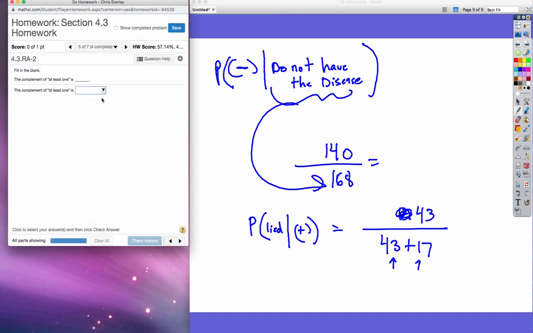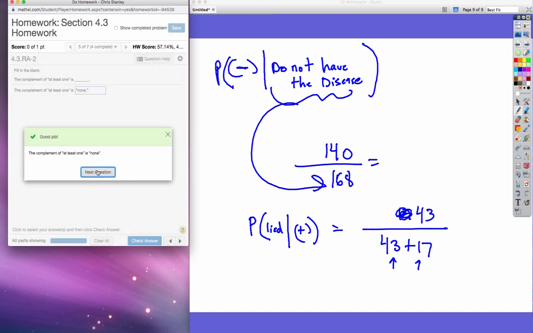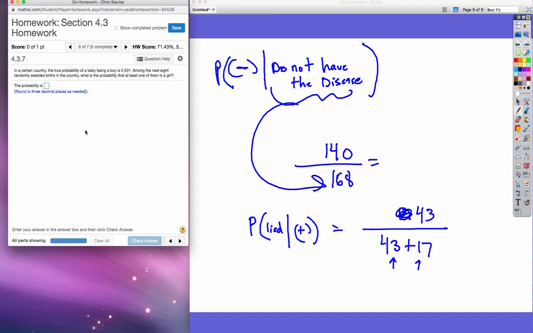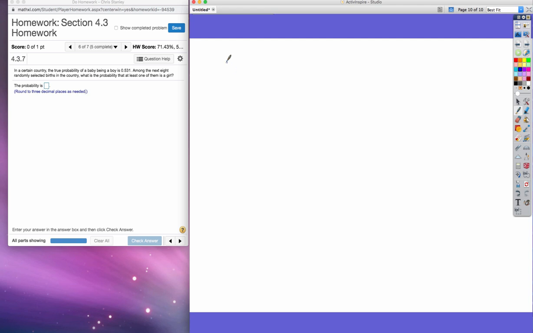The complement of at least one is none. Make sure you know that. Oh, we're going to do some at least ones. At least ones could be tricky. So, the probability of having a boy on any one birth is 0.531.